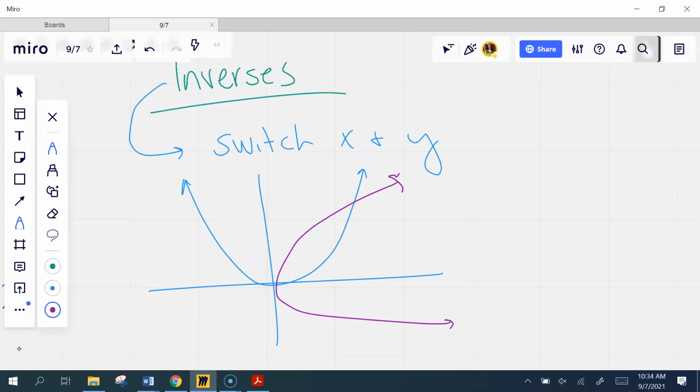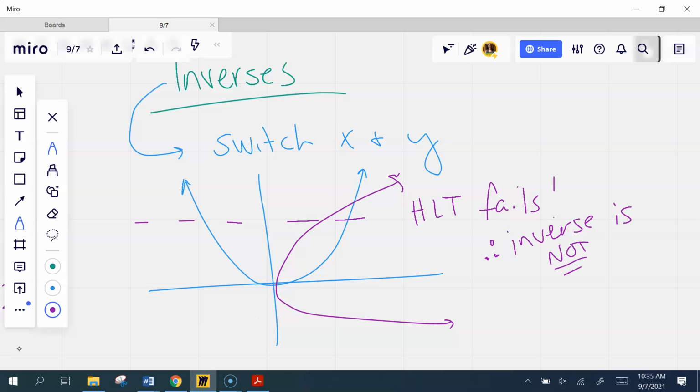Is the purple a function? No. Why? It doesn't pass the vertical line test. How can I look at the blue and tell whether or not its inverse is going to be a function? Horizontal line test. That's exactly right. Here, the horizontal line test fails. That means, okay, the horizontal line test fails, and therefore the inverse is not a function.